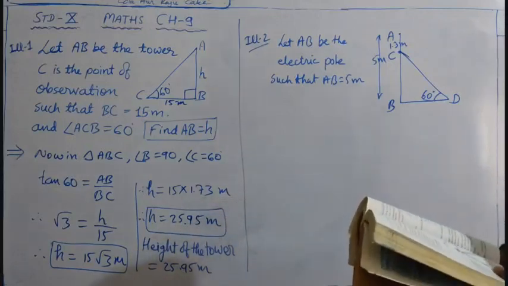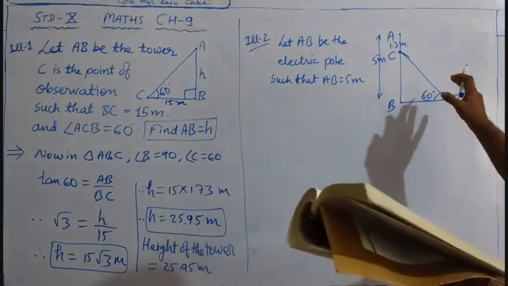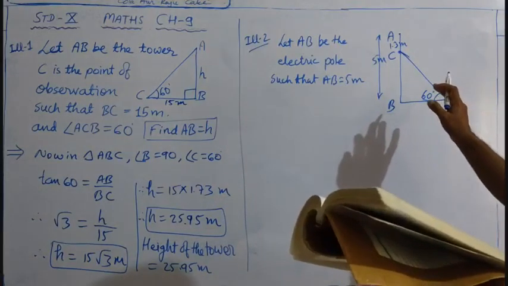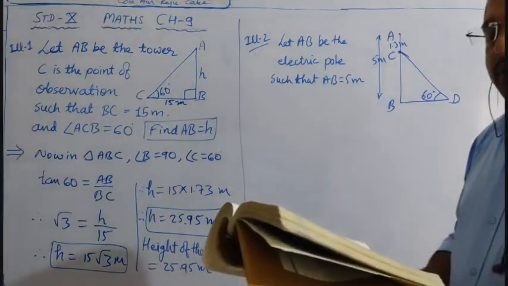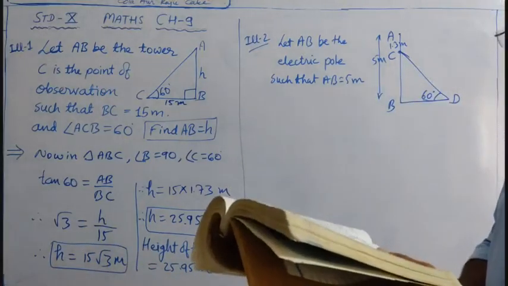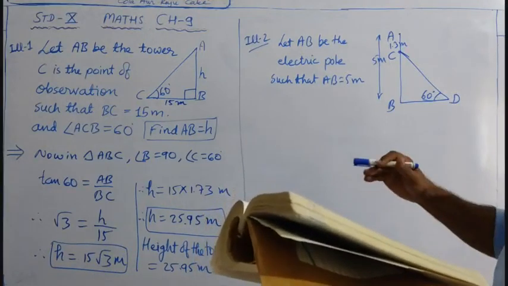So here our question is, what should be the length of the ladder, that is what should be CD, so that she can reach the point C and the ladder is inclined at 60 degree to the horizontal level.